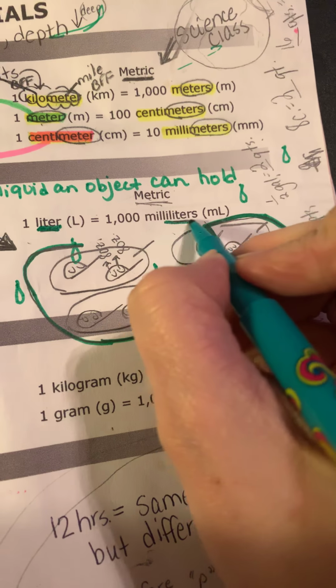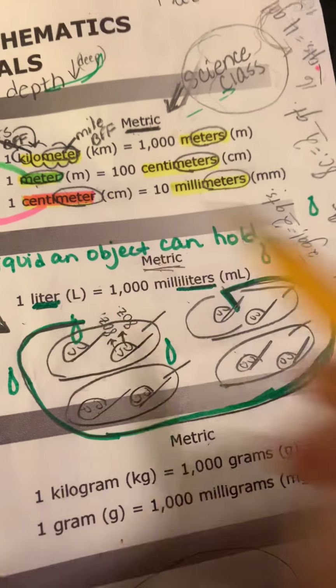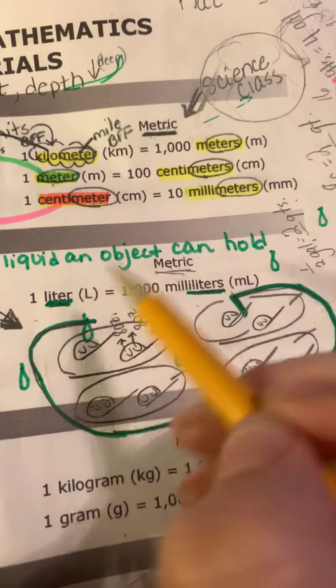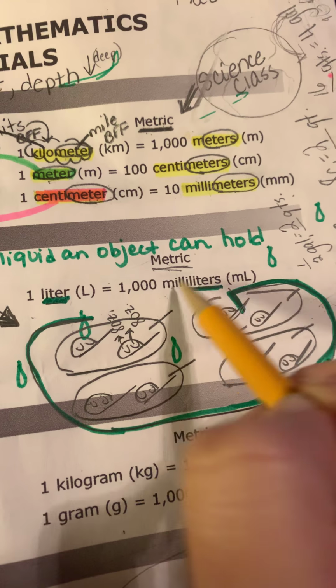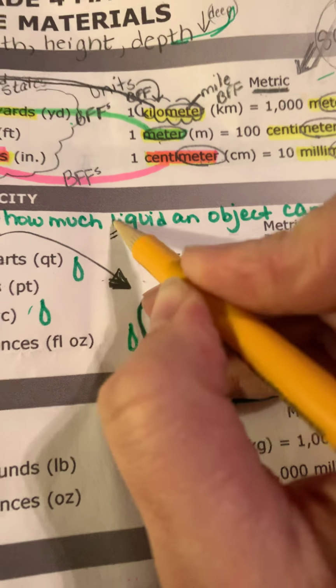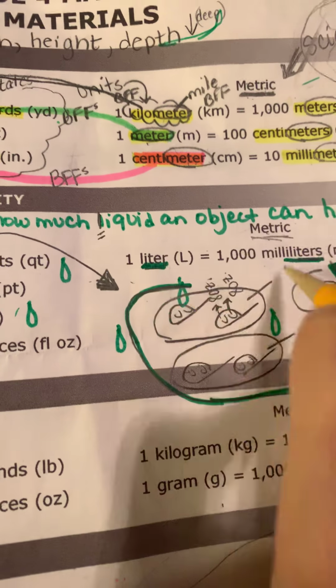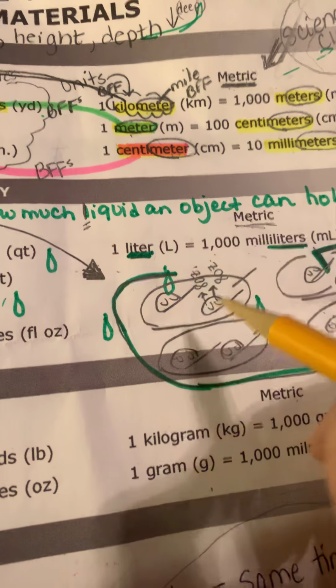What's unique about that? It rhymes, right? Meter and liter rhyme. So it's easy to know I'm looking at a metric unit because it either says meter or it rhymes with meter and says liter. So it's not millimeter, it's milliliter, which I also remember because liquids are L's, liters. Kind of unique. And this is easy. It's 1 to 1,000.